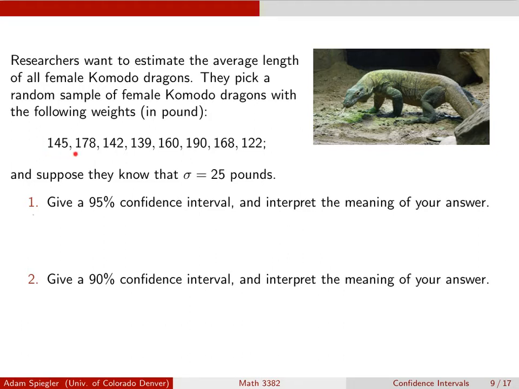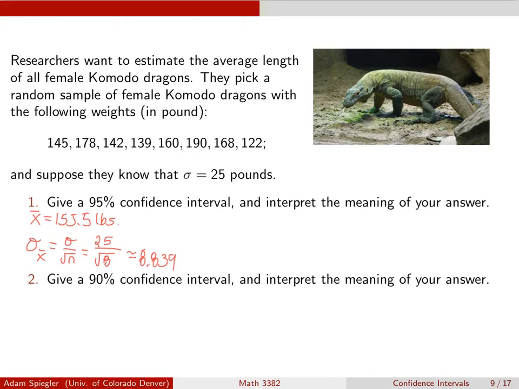First we would take our sample of 8 values and calculate the mean. I would add these all up and divide by 8, and that gives me a mean of 155.5 pounds. Next we need to know the standard error for the sampling distribution of the mean. To find that, we would take the standard deviation of the population and divide by the square root of the sample size. So sigma is 25. We've got 8 values in our sample, so we're going to take 25 over the square root of 8. Calculating that gives us a standard error of about 8.839.